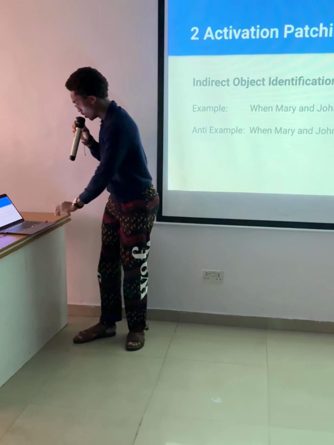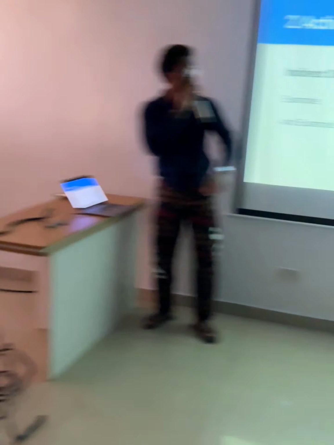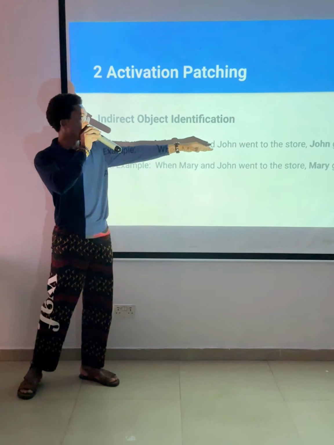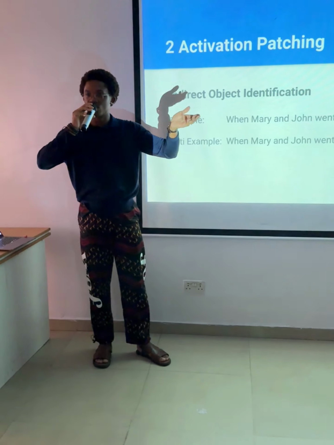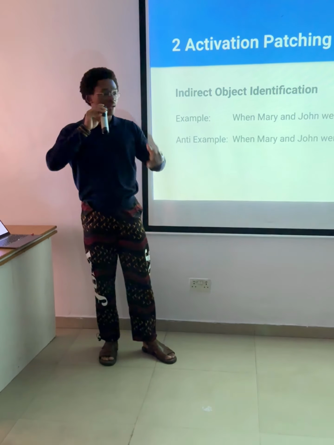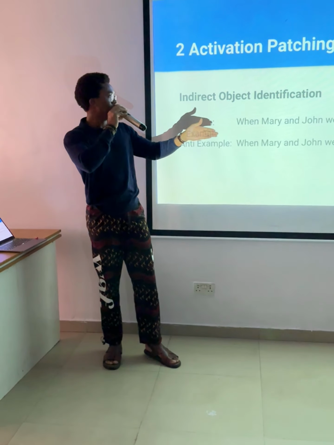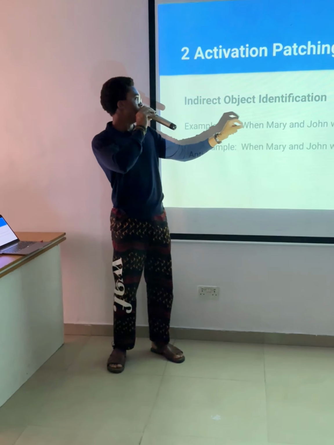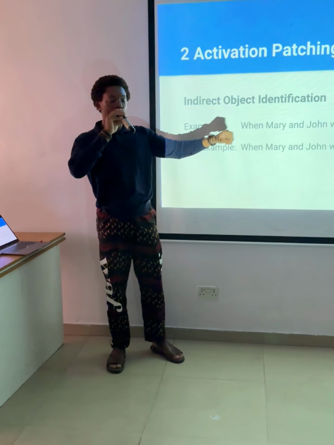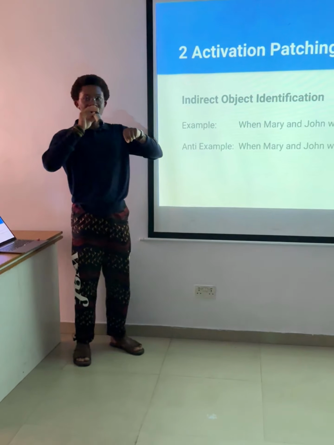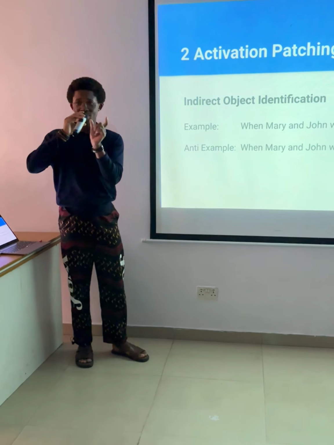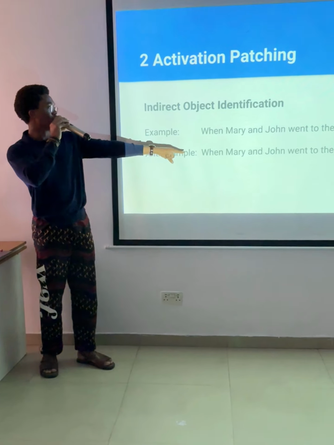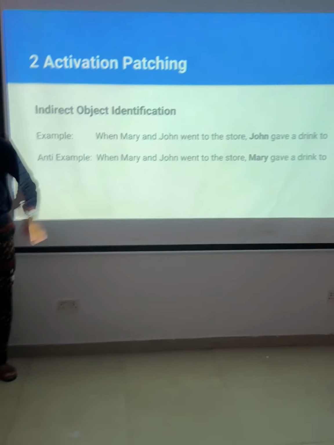Okay, let me say that again. So this example: when Mary and John went to the store, John gave the drink to. The answer is most likely Mary, right? We can intuit that John is going to give it to her. Sure, John could give it to someone else, but taking this in context, Mary is more likely than John. Great. So the anti-example is the one where just one thing is different, but it flips the order. Now John is way more likely than Mary in this other example.